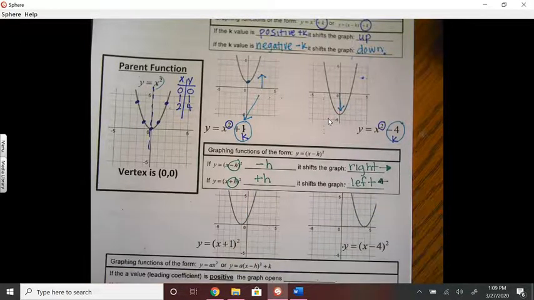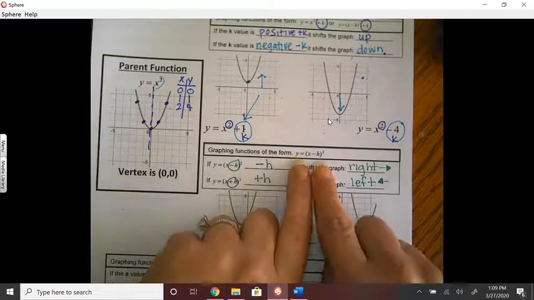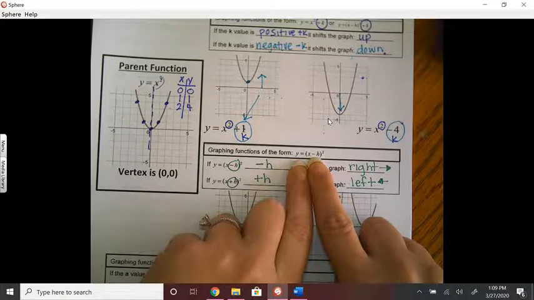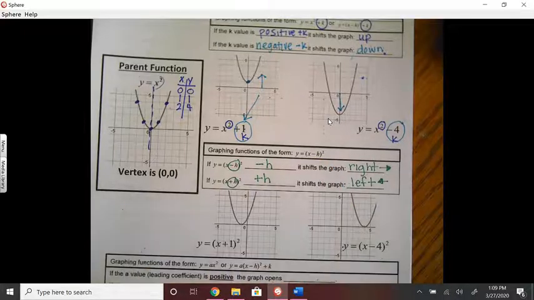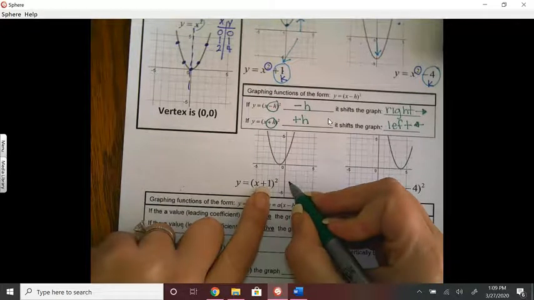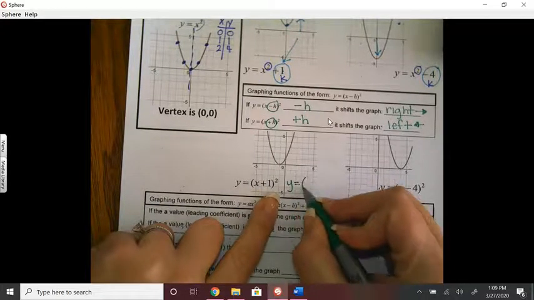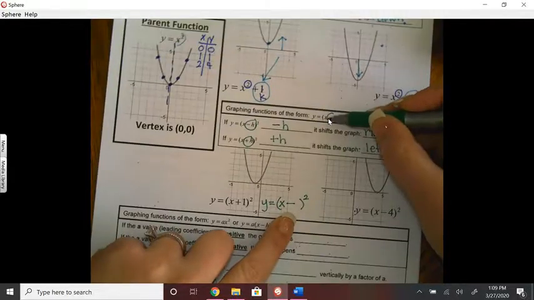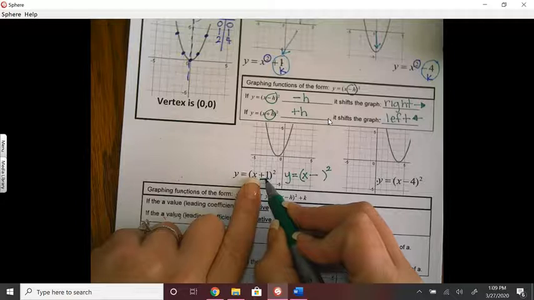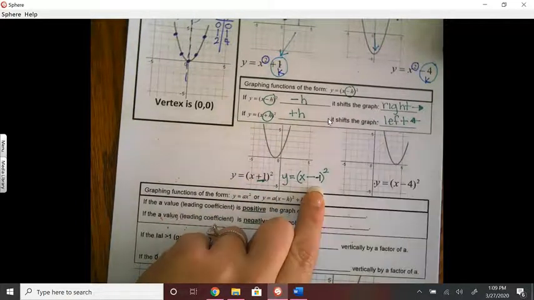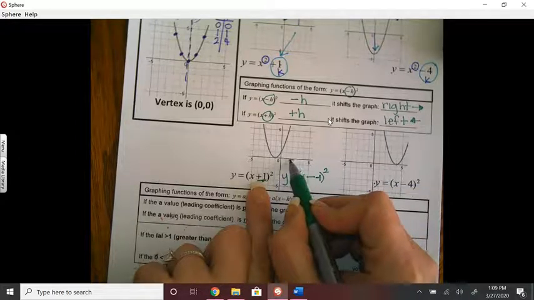The reason being is that the standard form, when it's in vertex form, looks like this. So for a function, for example this one right here, think about this: y equals x minus, right? The standard form always has a minus. For it to be a plus, the number h would have to be a negative 1. That's why it's going to move the graph to the negative side.